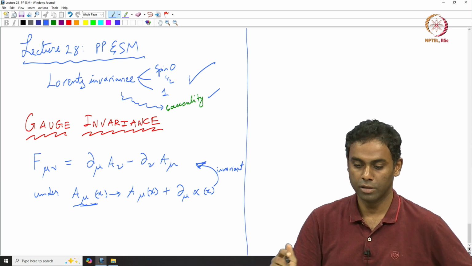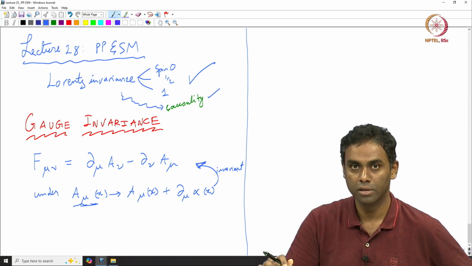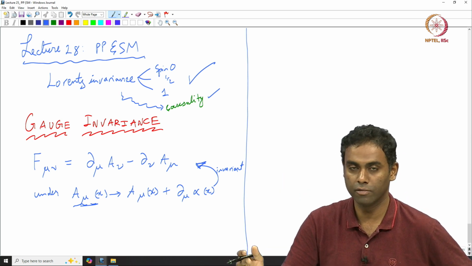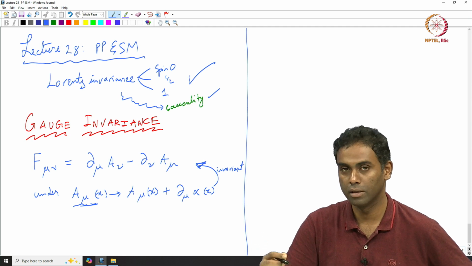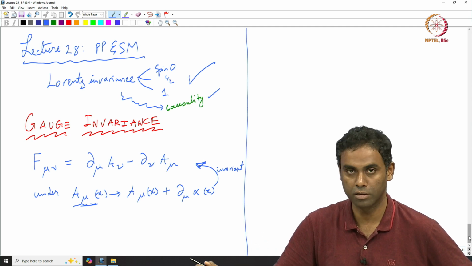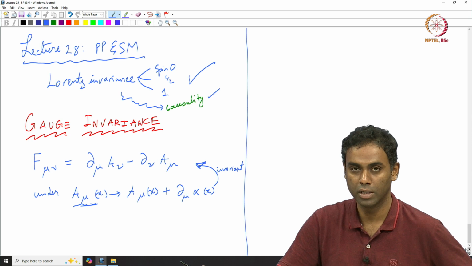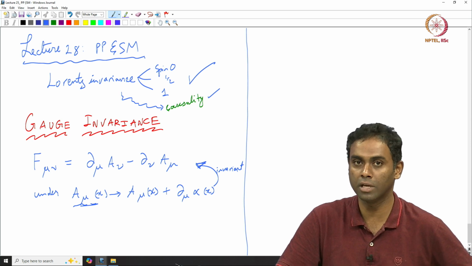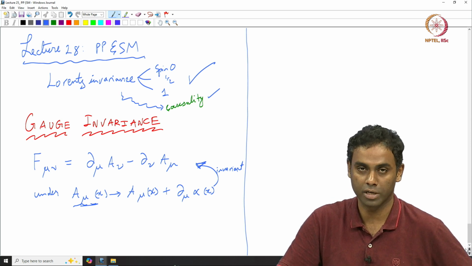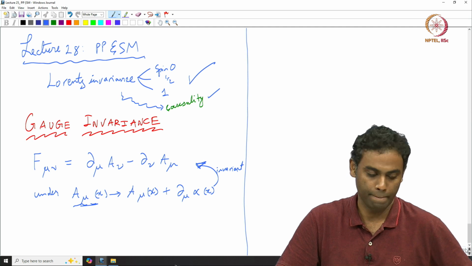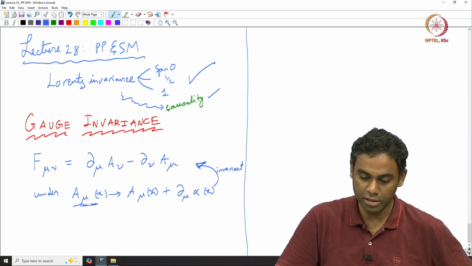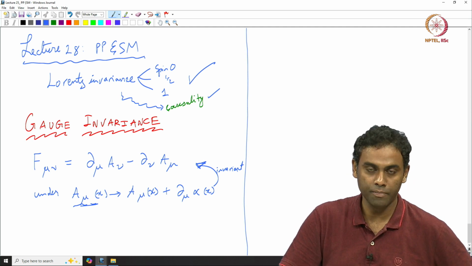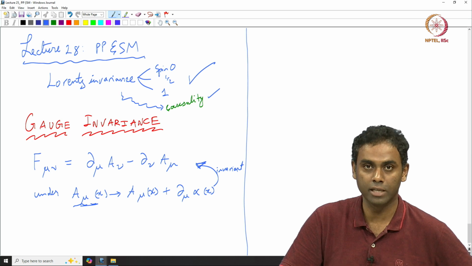It is not like you are actually doing some transformation to a field like we saw in Lorentz transformations, rotations and boosts and so on, right. This is just a redundancy in field description that the Lagrangian seems to respect. Okay. So, with that introduction, let us see how we can construct gauge invariant theories.